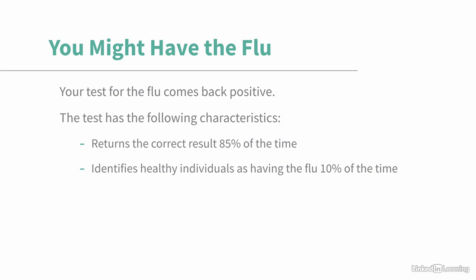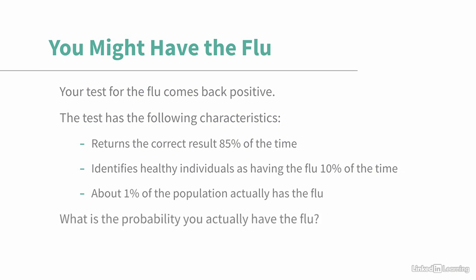So in other words, if you do have the flu, you will get a positive result 85% of the time, a negative result 15% of the time. If you don't have the flu, then you'll get a positive result 10% of the time, a false positive, and you'll get the correct result of negative the other 90%. We also have a base rate, which assumes that about 1% of the population actually has the flu at the time you take the test.